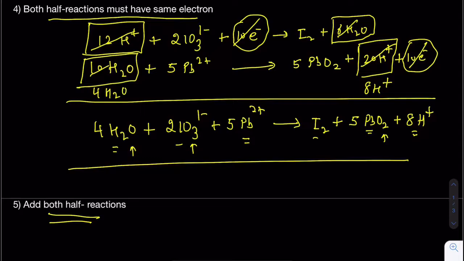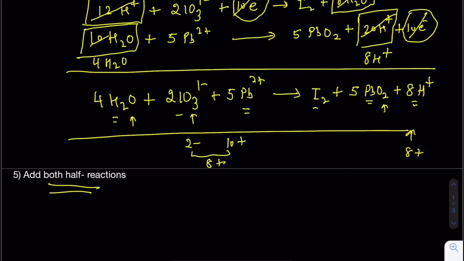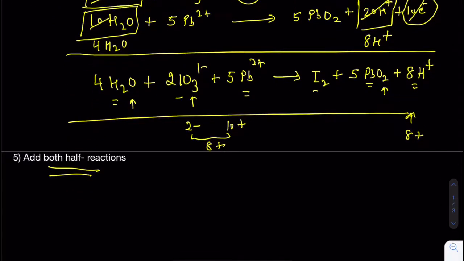Let's look at the charges. We have 2 minus here coming from the IO3 1 minus because it's 2 minus because there's a 2 in front of it. And then Pb has a 2 plus charge, but there's 5 in front of it, so that's going to be 10 plus. So overall, that's going to be an 8 plus charge. And we want to make sure we have an 8 plus charge on the product side. And we do have an 8 plus charge on the product side because of the 8 H pluses. Okay, so this is going to be your balanced equation in terms of the acidic conditions.